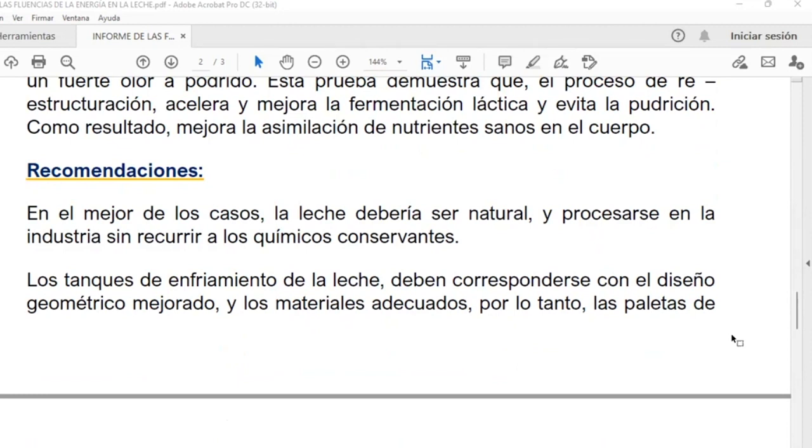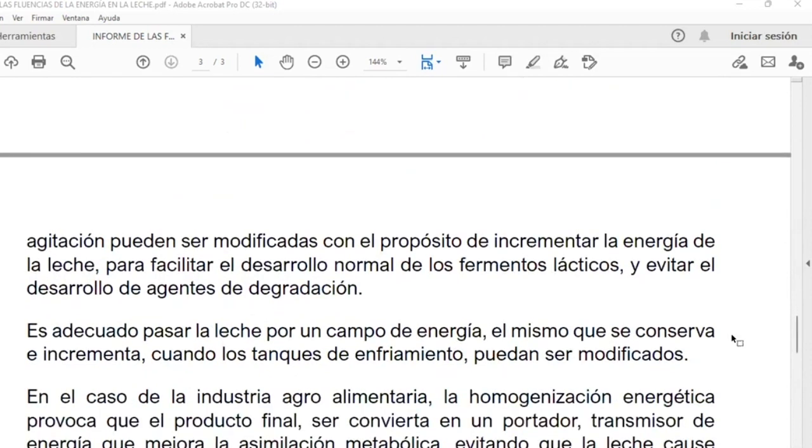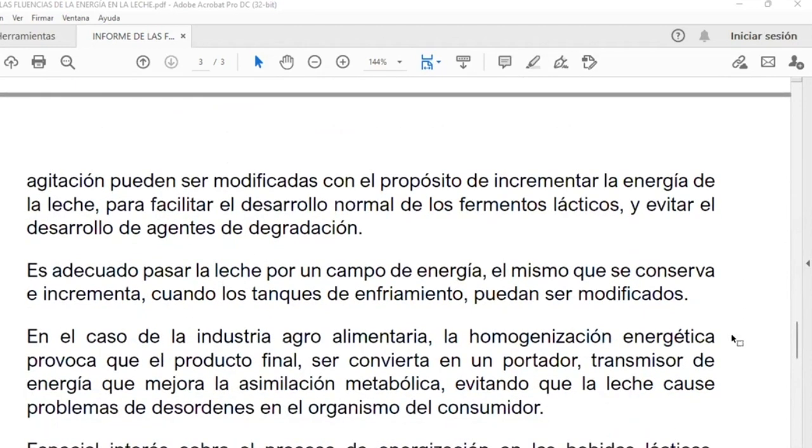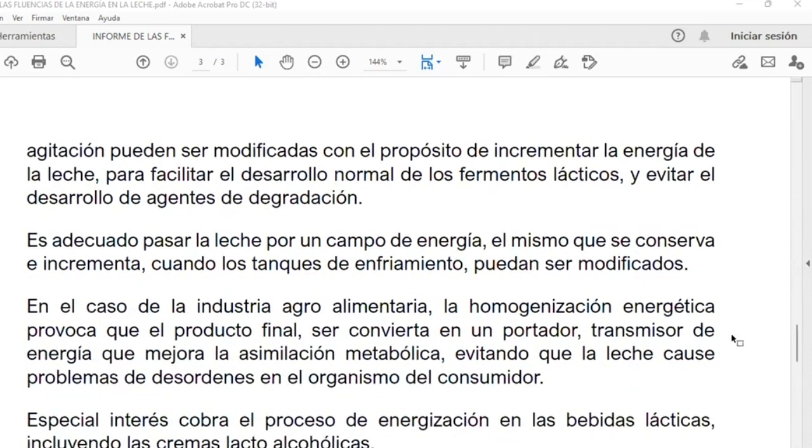Structured milk did not start to sour until the 9th day of the test. At that time, regular milk was completely covered in mold and had a strong rotten smell. This test demonstrates that the restructuring process accelerates and improves lactic fermentation and prevents decay. As a result, it improves the assimilation of healthy nutrients in the body.